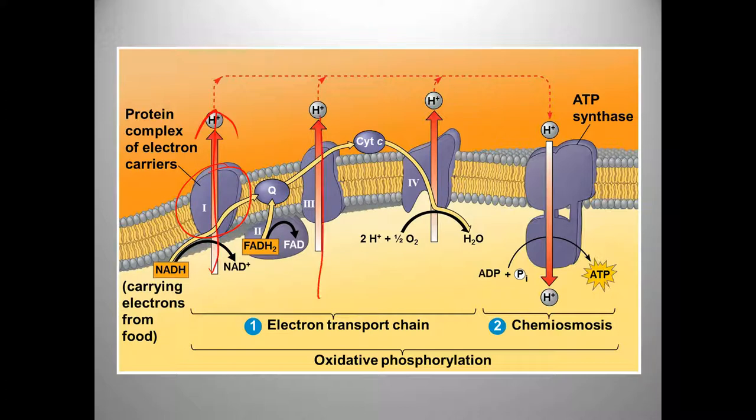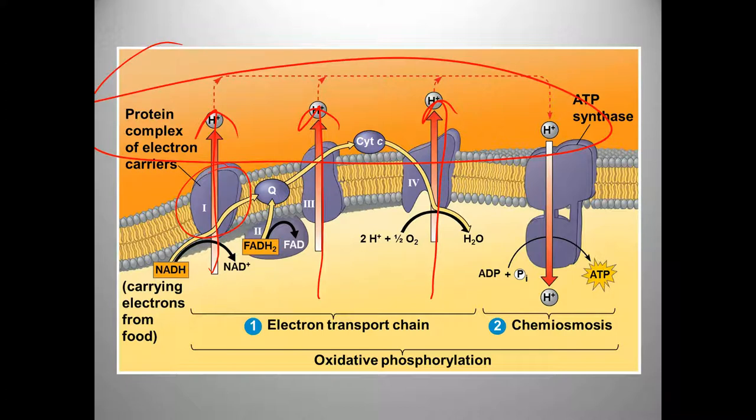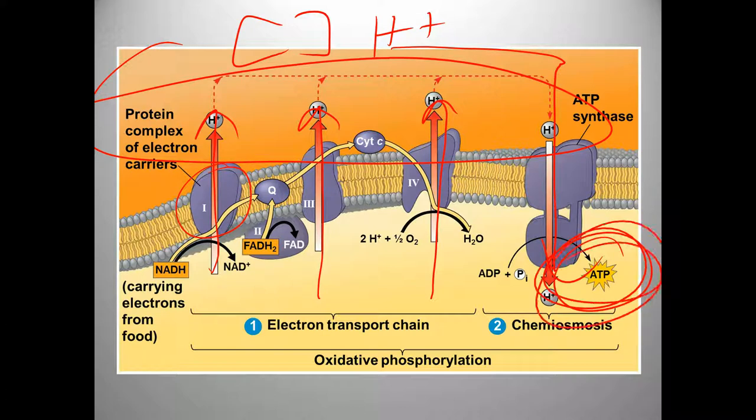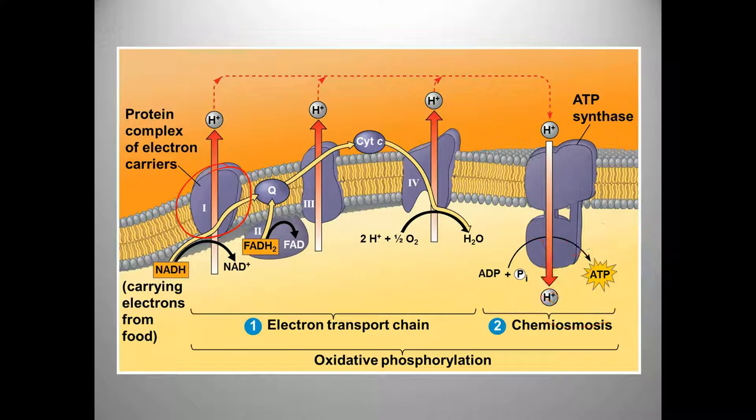protons across the inner membrane into this inner membrane space, where you build up a concentration gradient of protons outside. Now, this is coupled with the movement of these protons down their concentration gradient back into the matrix, which is used to make ATP. So this is how the chemical potential energy in food is used to generate ATP.